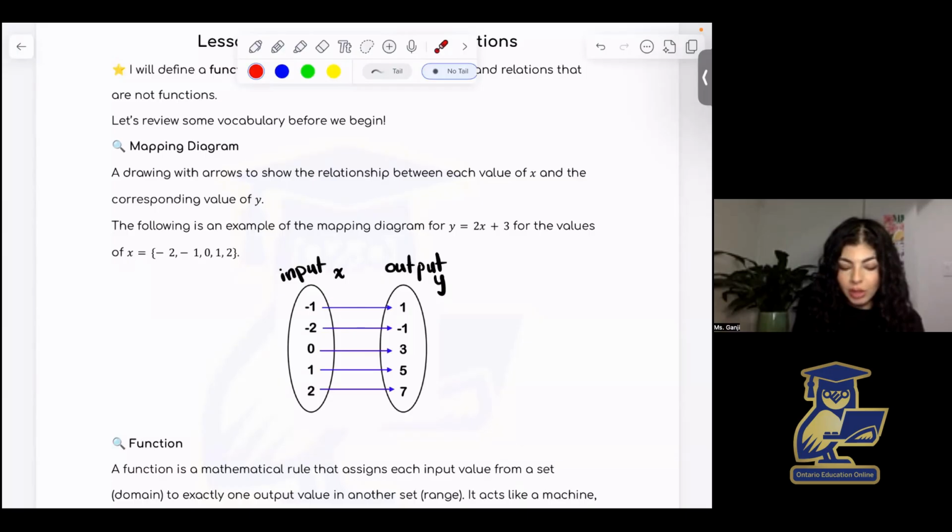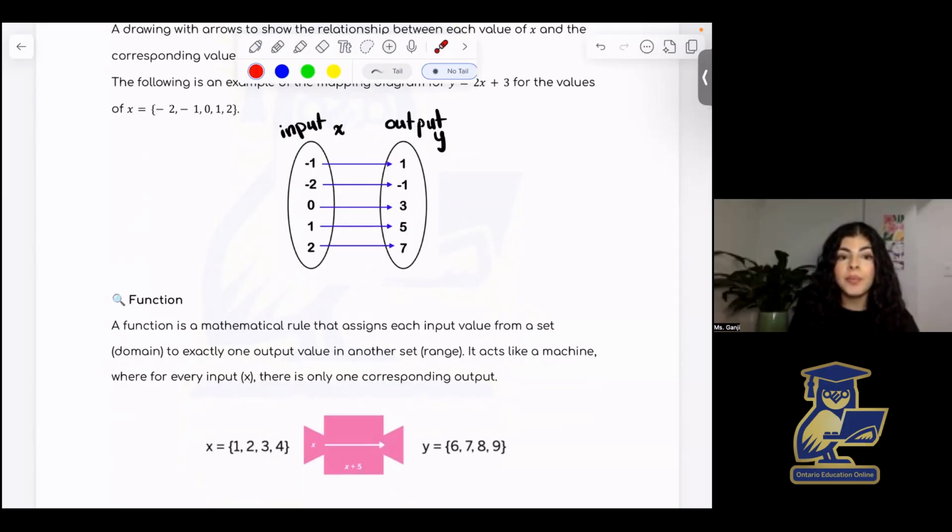And notice that this is not the same order here because the order does not necessarily matter as long as that relation is showing. So you can see that here, 1 and -1 do correspond to their input value. They're just not in the order that you would expect, but that relationship still holds. So now a function is a relation, but there's exactly one output value for each input value.